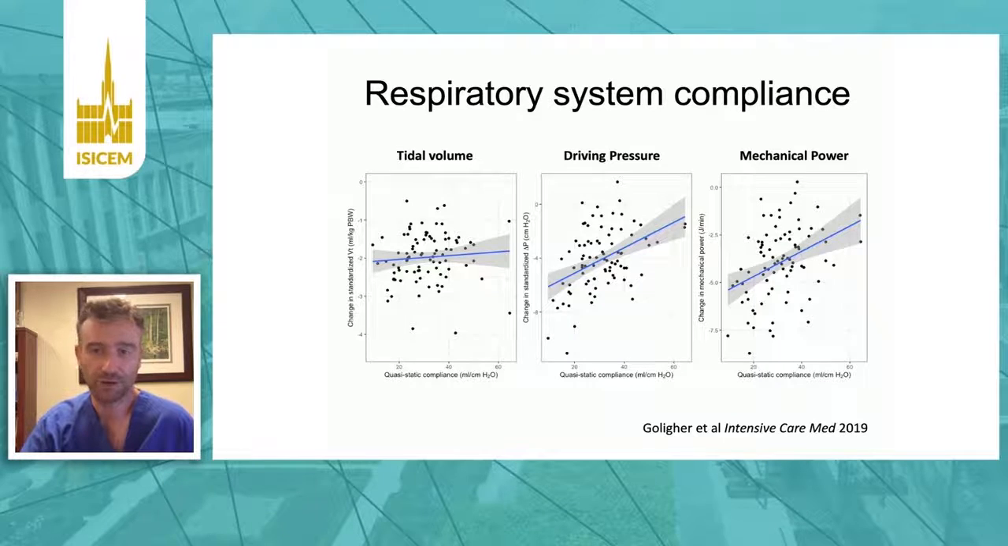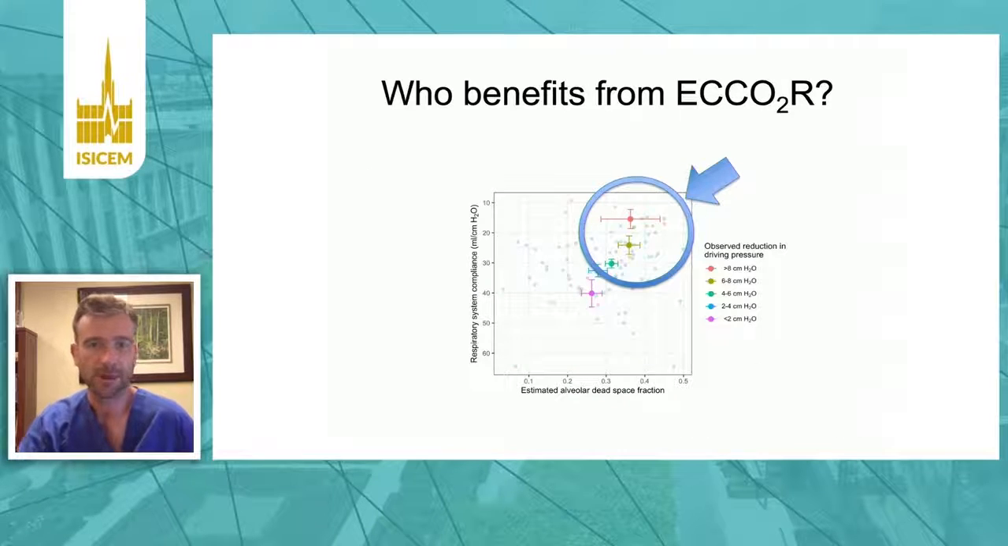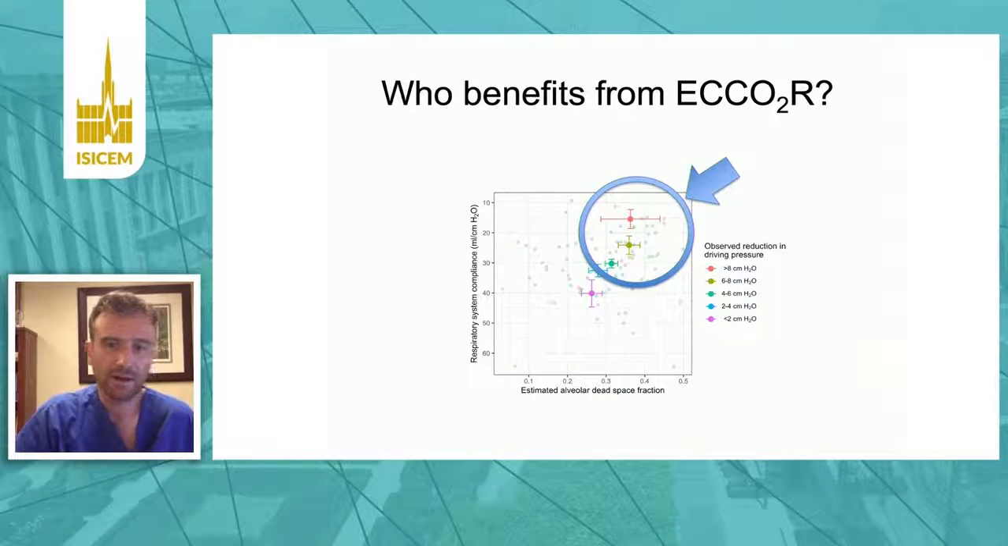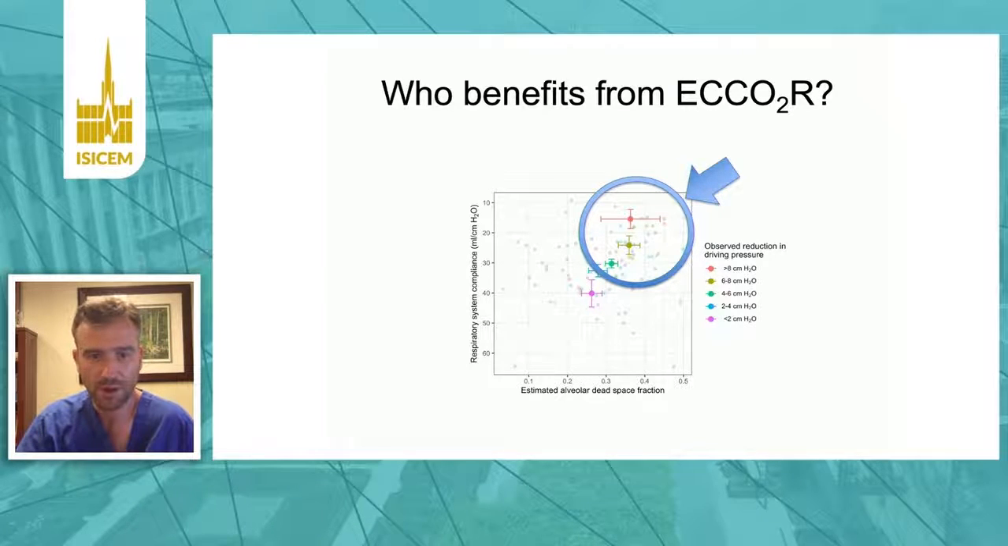So if driving pressure or mechanical power, these measures of stress and strain and total energy load within the lung, are the key determinants of lung injury, then a patient with low compliance is going to obtain more clinical benefit than a patient with high respiratory system compliance. So if you put all these patients in Supernova on a map of their distribution of respiratory system compliance and alveolar dead space fraction estimated through an empirical technique, you can see a wide scattering of the patients. Some patients have very low dead space, some patients have very good compliance, and the patients vary widely. And the patients who had the greatest reduction in driving pressure are represented here in the top right corner.